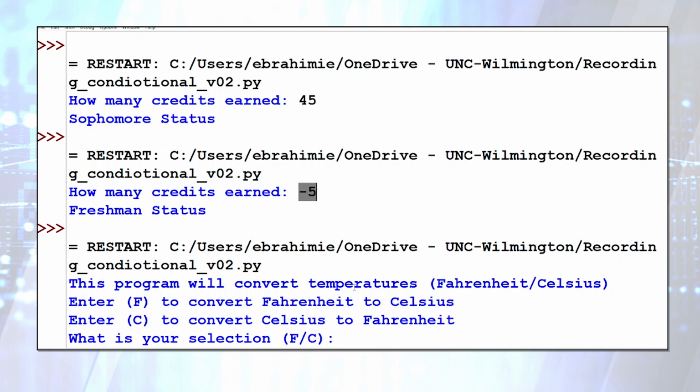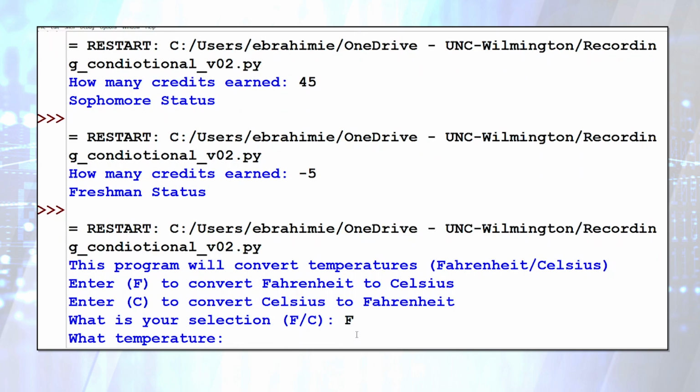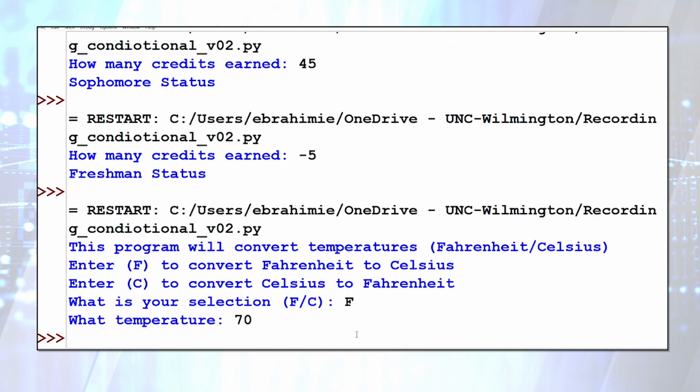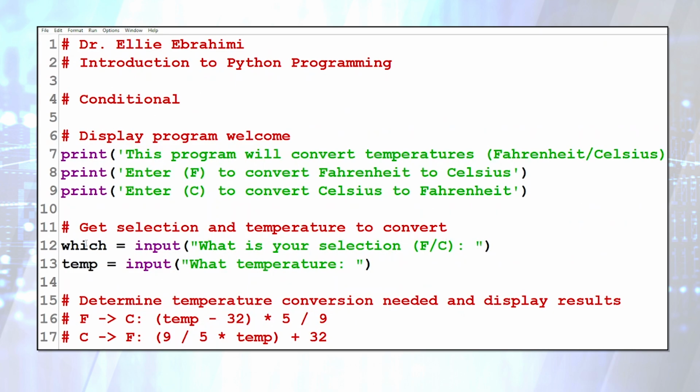This program will convert temperatures, Fahrenheit to Celsius: enter F to convert Fahrenheit to Celsius, and enter C to convert Celsius to Fahrenheit. And then it asks for your selection. For now, I'm just going to put F. It's not going to do anything. And for the temperature, I'm going to put 70. We haven't set up the formula, so it's not going to give us any value, but we were able to get the information that we wanted so far.